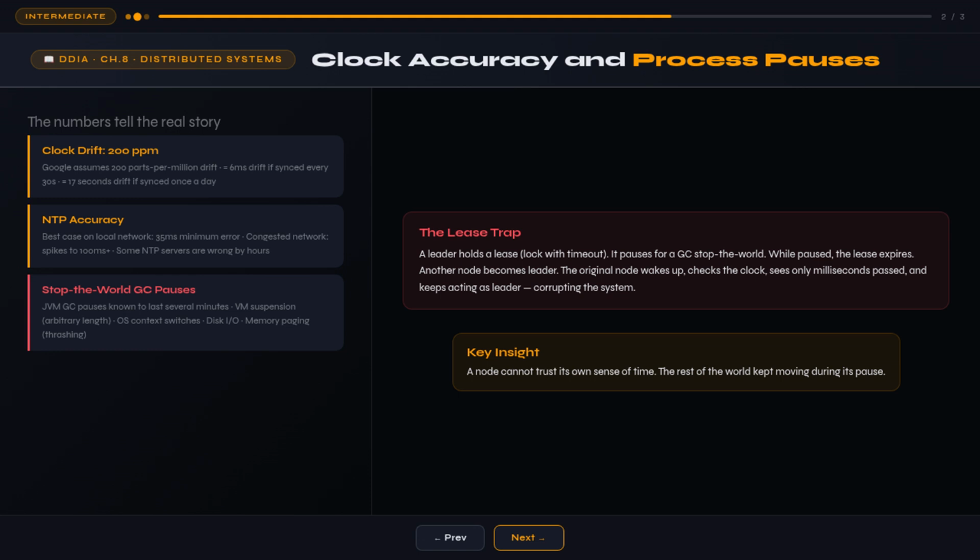The danger: a node can be declared dead by its peers while it is simply paused. It wakes up, checks its clock, sees that only a few milliseconds have passed, and happily continues acting as if it is still the leader, unaware that it was already dethroned.